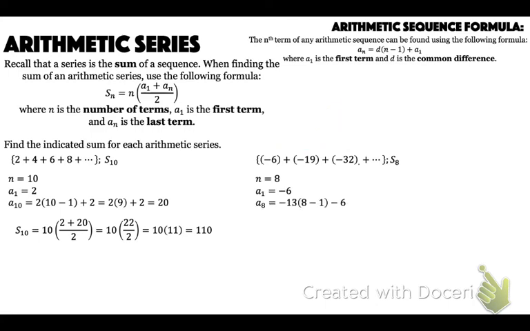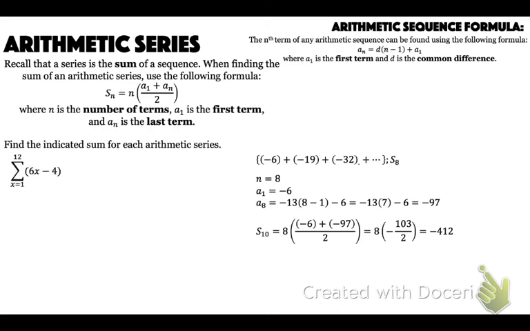So negative 13 times 8 minus 1, plus negative 6, which is going to be negative 13 times 7 minus 6, which is negative 97. Plug it into our formula. So S sub n, so S sub 10 equals... I don't know why I put 10 right here. This should be 8. My bad. That should be 8. All the mistakes. Equals 8 times negative 6 plus negative 97 over 2, which is negative 103 over 2 times 8, which is negative 412.